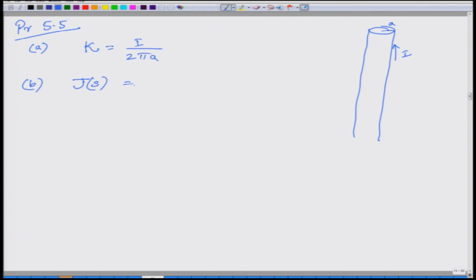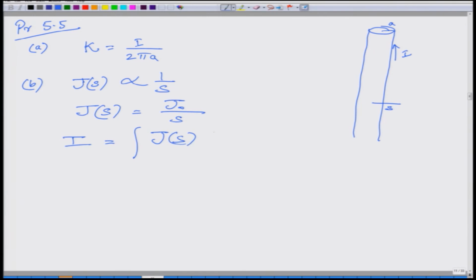Which goes as 1 over S, where S can be this. Now Js, let's write it this way, J naught by S. Now if you would like to find out the current that we said before, this will be nothing but the integral of Js 2 pi S ds, obviously from 0 to A.